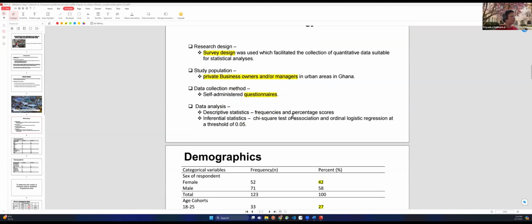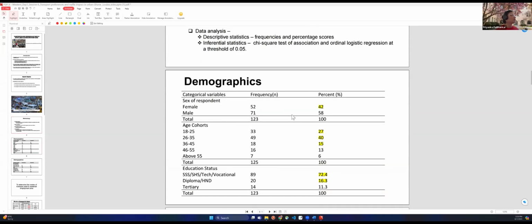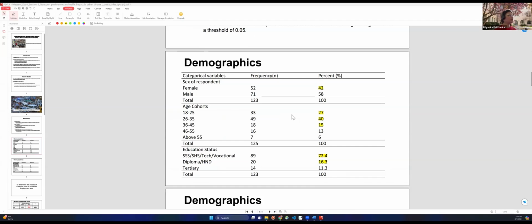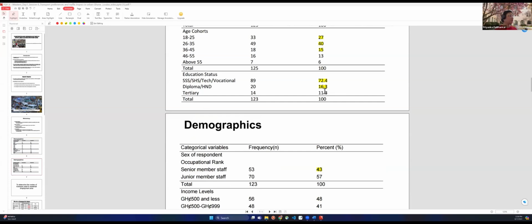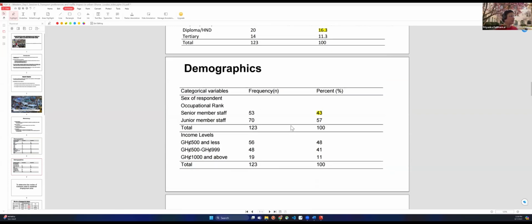Based on the questionnaire, they have done some data analysis. For the demographics of the population, we have 42% female, and more than 70% of the population are below 45 years of age. We have a young population here. More than 85% of the people hold a diploma. 32% of the people hold a vocational degree, and 16% hold a diploma. 43% of the total people are senior members and senior staff members.